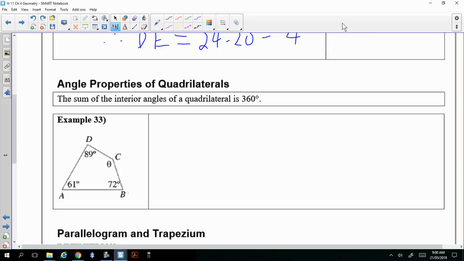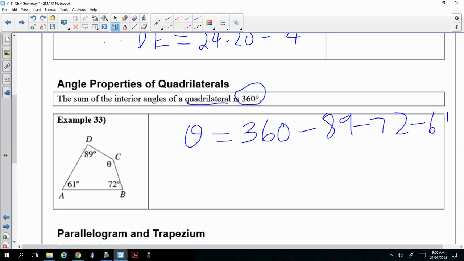What we're going to do is look at the properties of quadrilaterals. The first property is that the angle sum of a quadrilateral is 360 degrees. So you can work out theta, which is 360 minus the other three angles: 89, 72, 61.